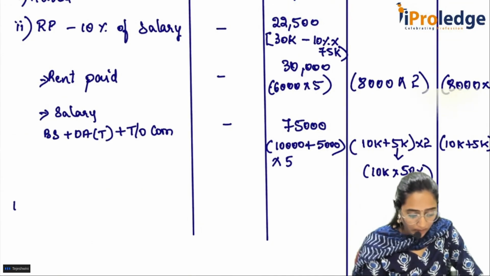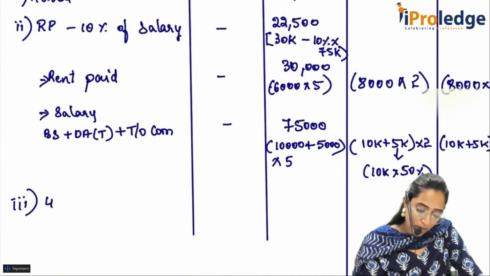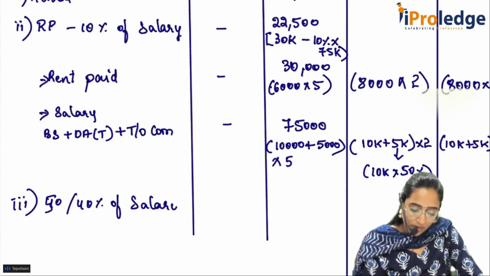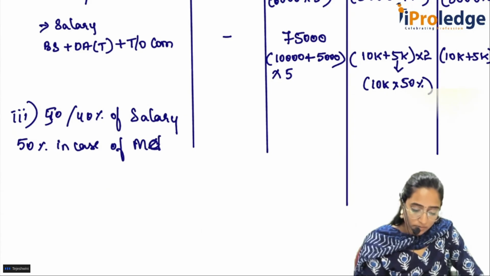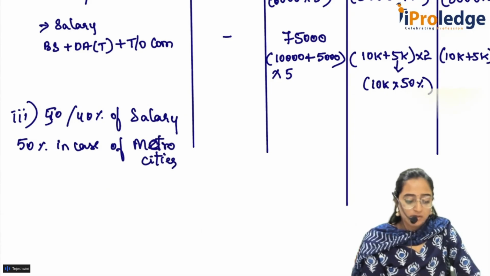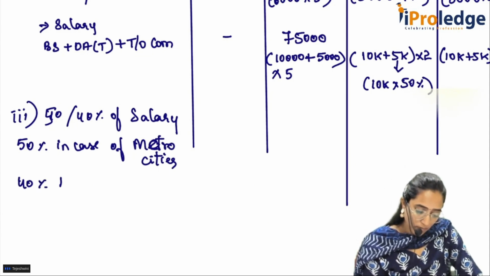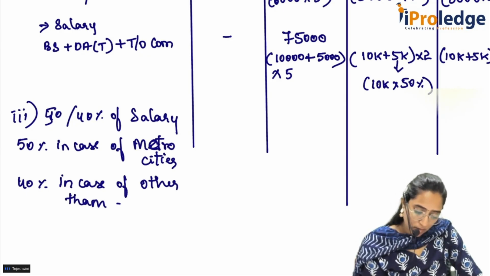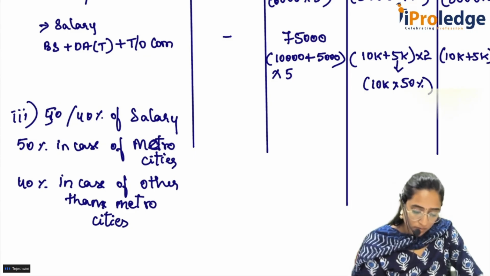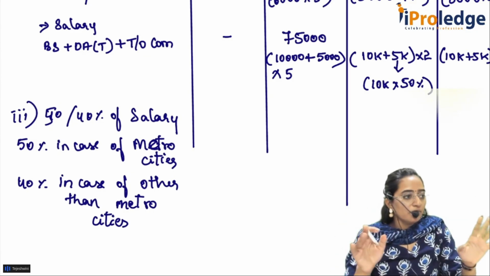The third point. What was the third point, people? 50% or 40% of salary. You can write a point here only. 50% in case of metro cities. 40% in case of other than metro cities. In case of other than metro cities, 40%. In case of metro cities, 50%.